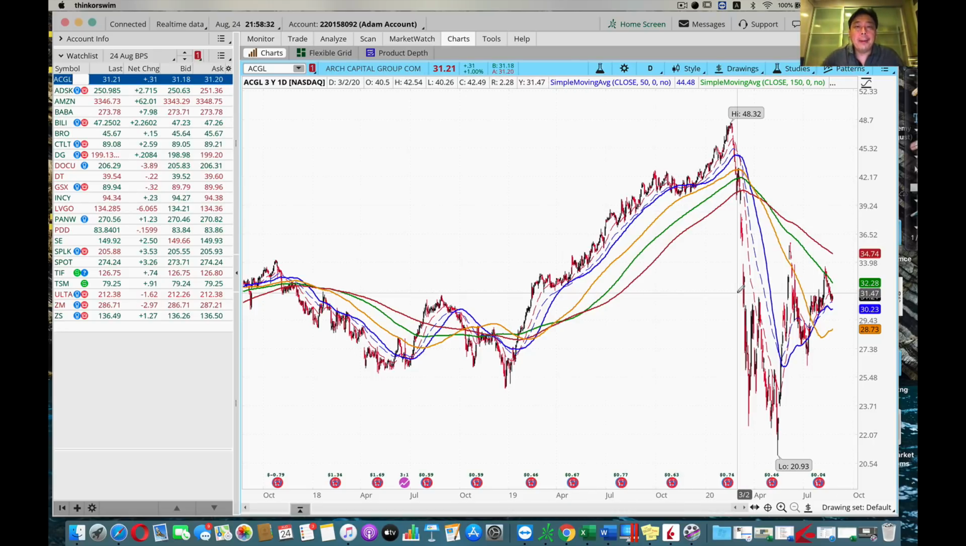So there you go. These are some basic ideas for you to get started using the Thinkorswim platform for placing orders. Hope it's been useful. May the markets be with you.